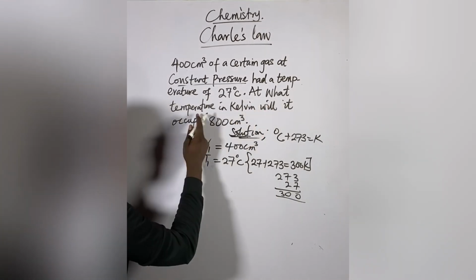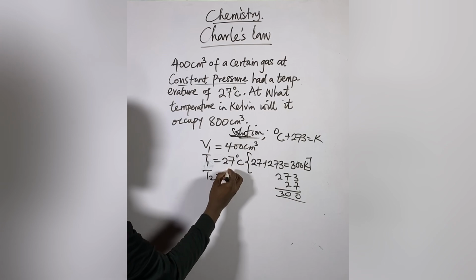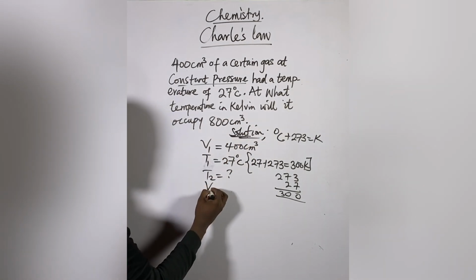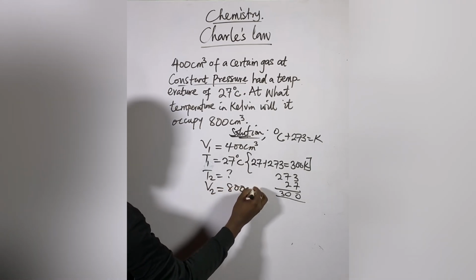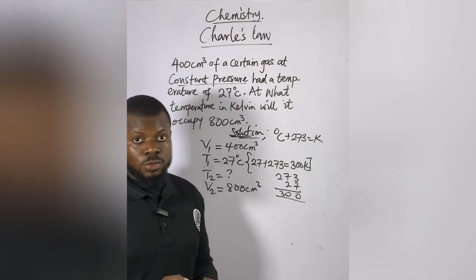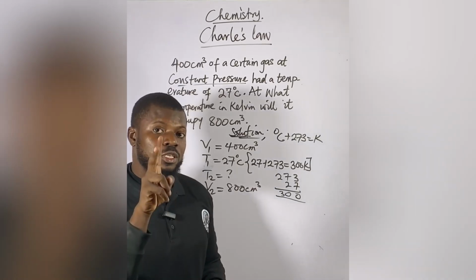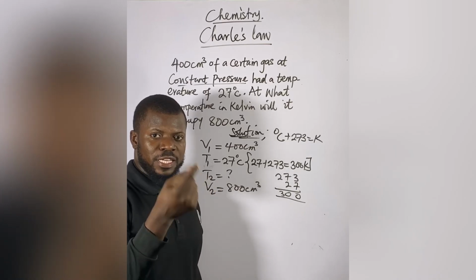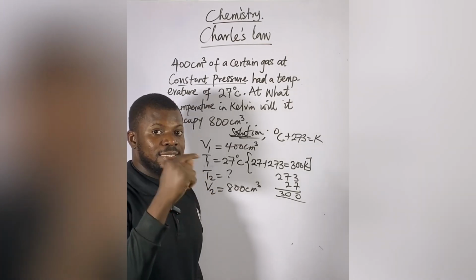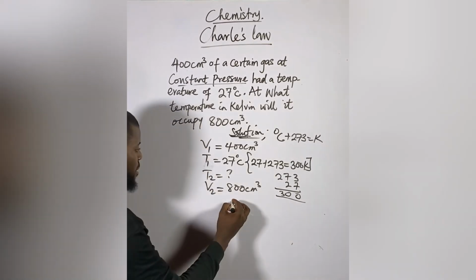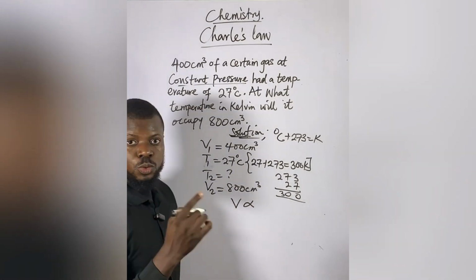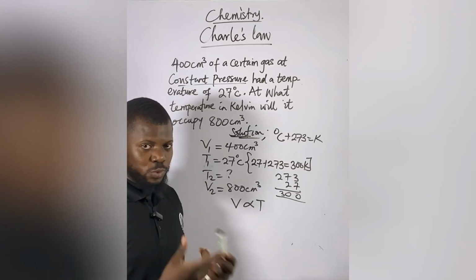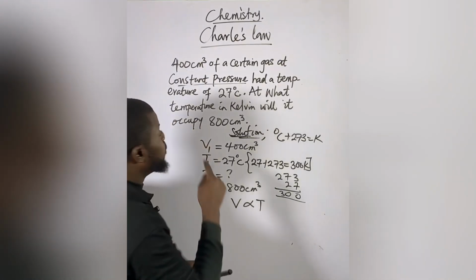So make we read and go. At what temperature? That means T2. They don't give us the second temperature. Will it occupy another volume? V2 equal to 800 cm cube. What you go need now is the formula. Go back to the gas law state: the volume of a given mass of gas is directly proportional to the temperature, provided the pressure is kept constant.